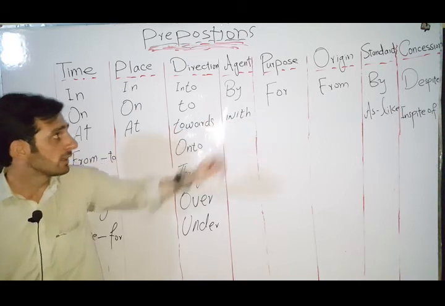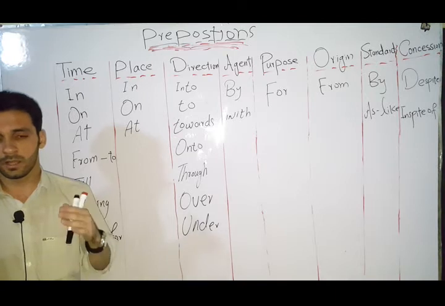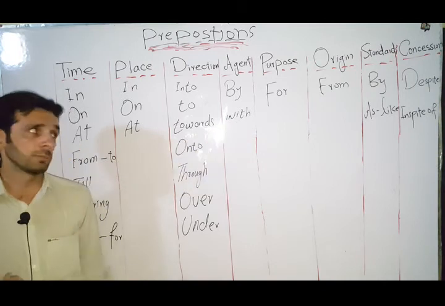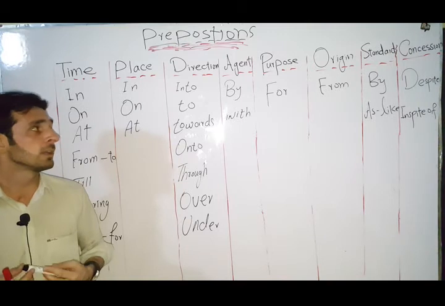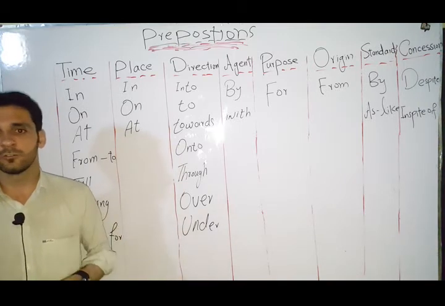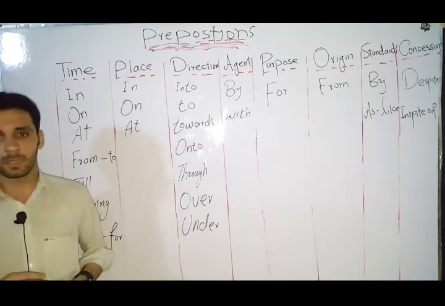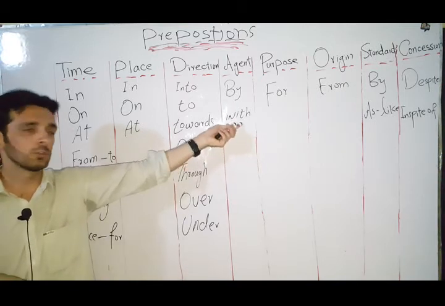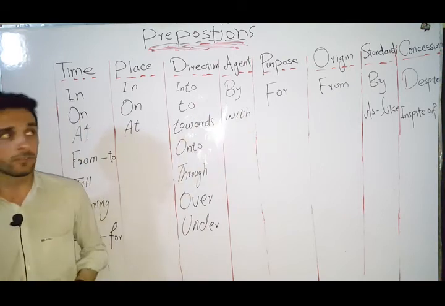By and with are prepositions of agent. To show the agent or the object with the help of which the action was performed, we use by and with. By is usually used in passive voice before the agent. So we can say that the food was served by the waiter. Now if we use some instrument for the food, we will use with. We cut the food with a knife.